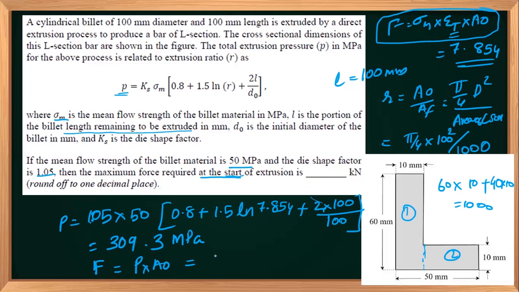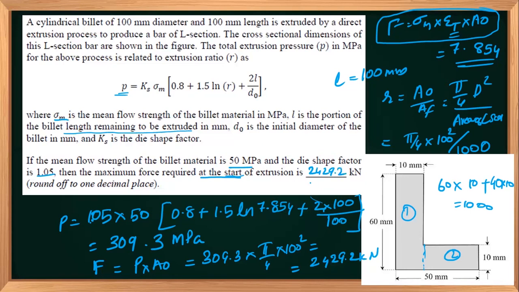So this will be 309.3 into pi by 4 into 100 squared, which will be equal to, it's becoming a big value. And if I take it as kilonewton, still it is coming to be a very big value. This will be equal to 2429.2 kilonewton. So 2429.2, rounded off to 1 decimal place. So this is the answer I'm getting.